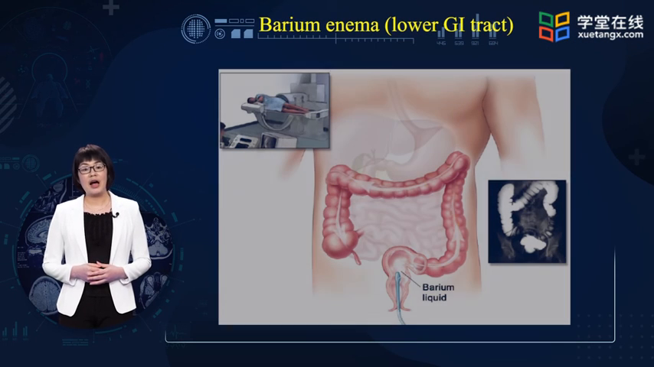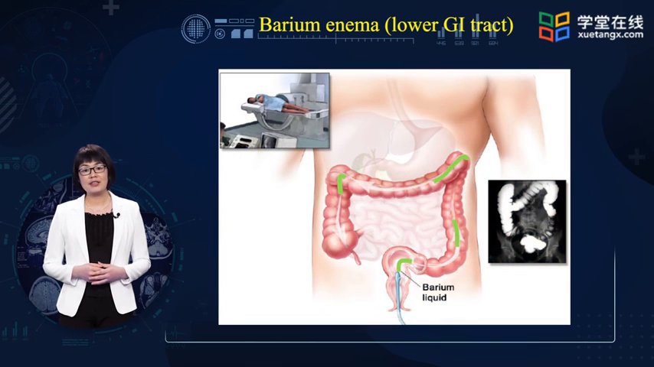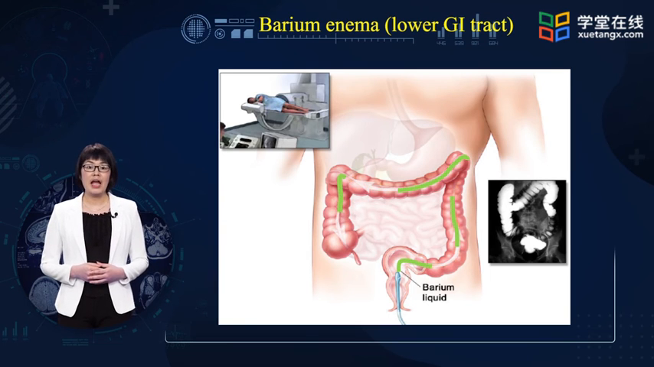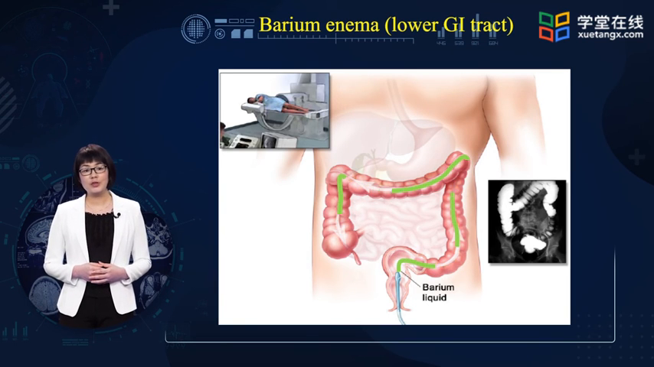Barium enema is used to examine the large intestine. For this test, barium is introduced gradually into the colon through a rectal tube. As the barium travels proximally, it fills the colon, which shows up clearly on the X-ray, allowing us to see growths or polyps and areas of narrowing.